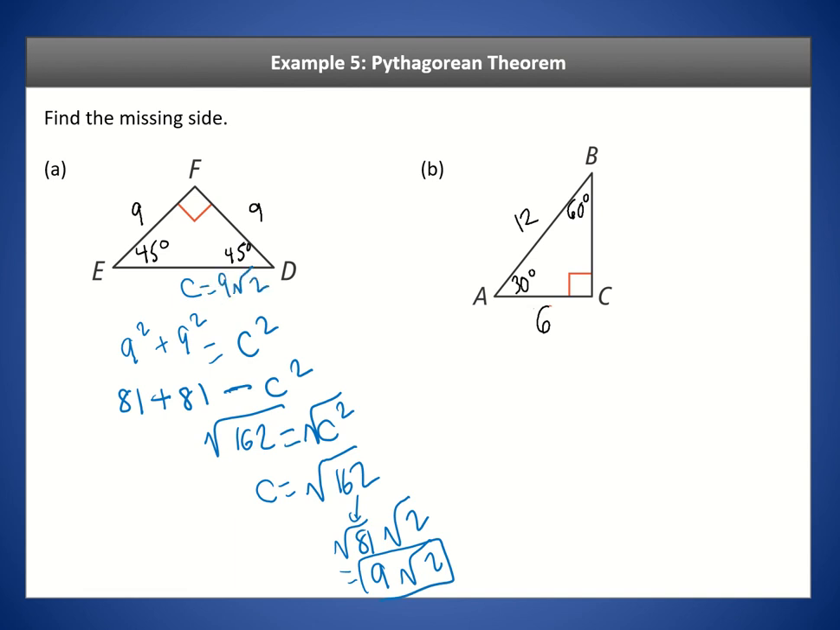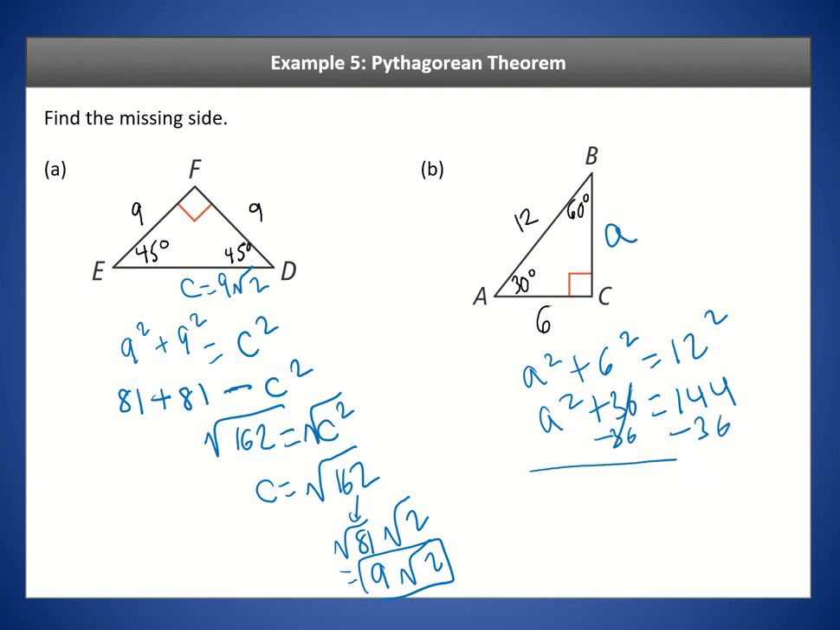All right, so for part B, we have here a 30, 60, 90 triangle. We have another right triangle. And we want to figure out this side. We'll call this side A. So we got A squared plus 6 squared equals 12 squared. We have A squared plus 36 equals 144. Then we'll go ahead and subtract 36 on both sides. So we got A squared equals 144 minus 36, which is 108.